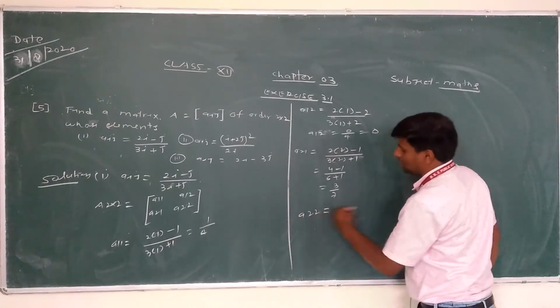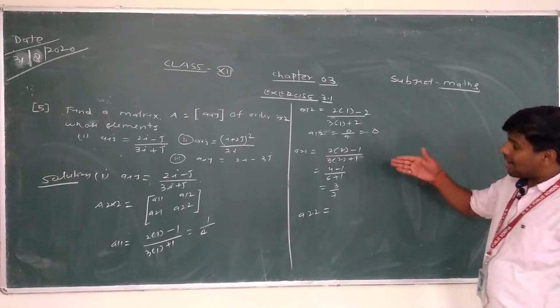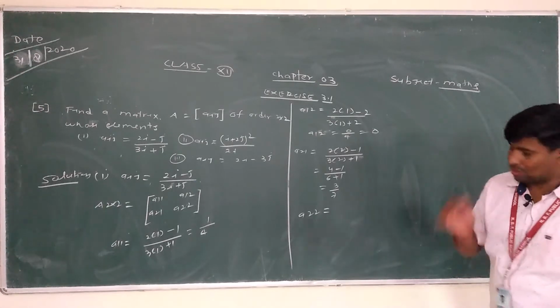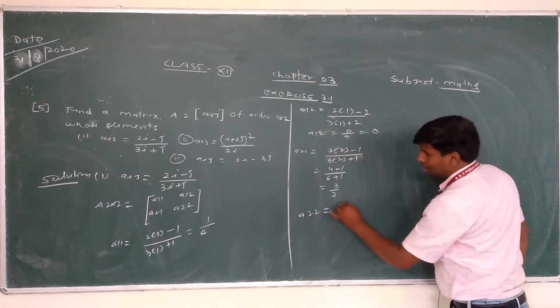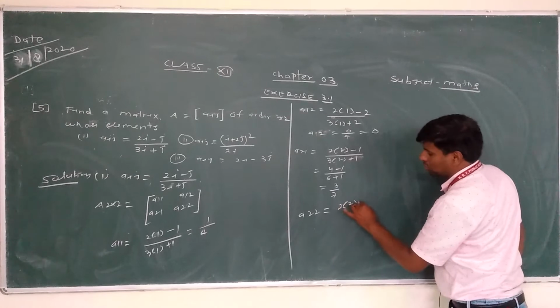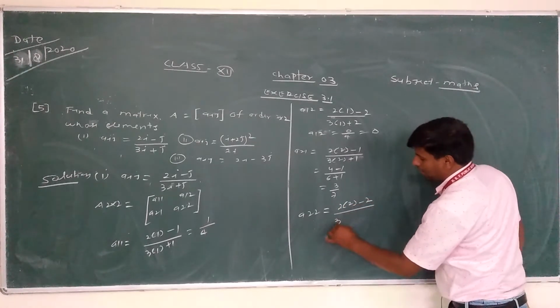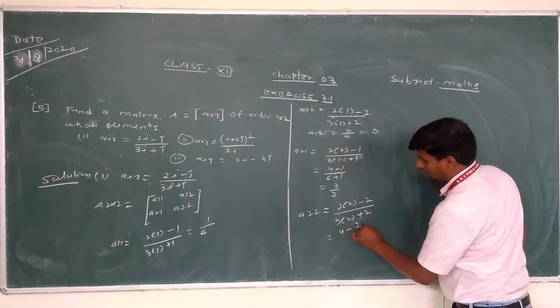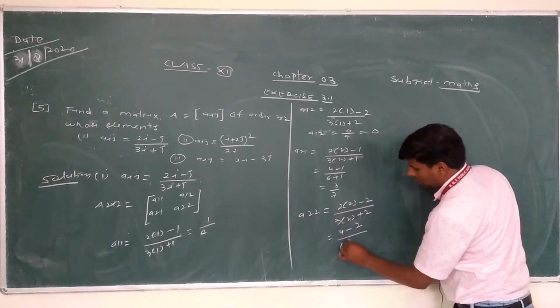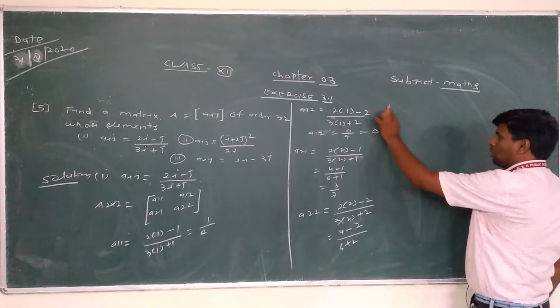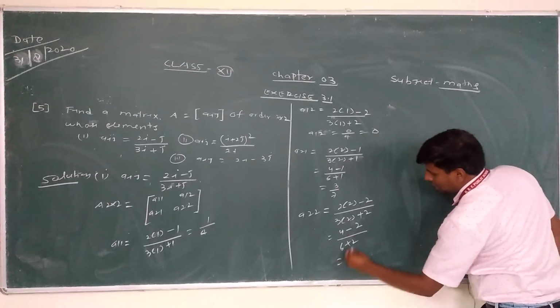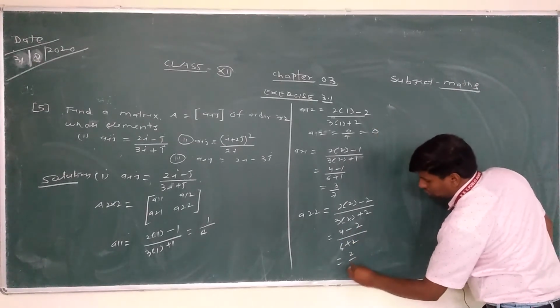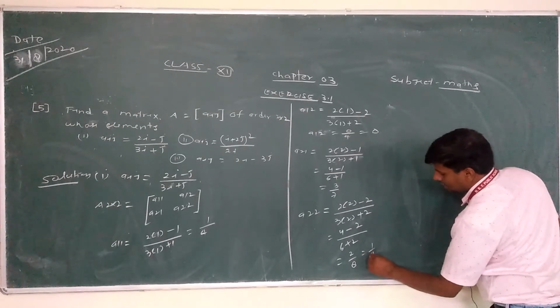Last element a_22 means i is 2 and j is 2. So we can put here 2 into 2 minus 2 by 3 into 2 plus 2. 2 2s are 4 minus 2, 3 2s are 6 plus 2. So we can write down here 4 minus 2, 2 by 8. That is 1 by 4.